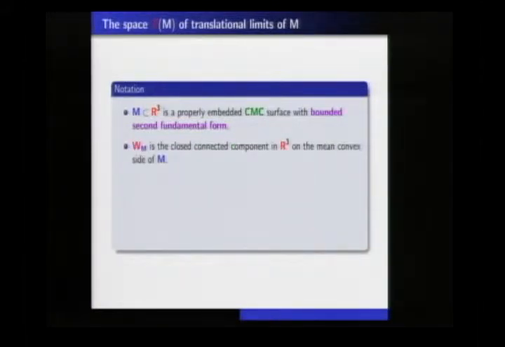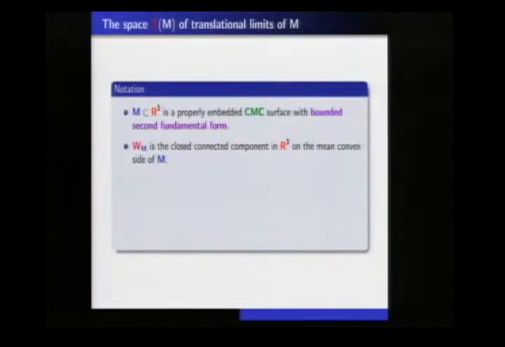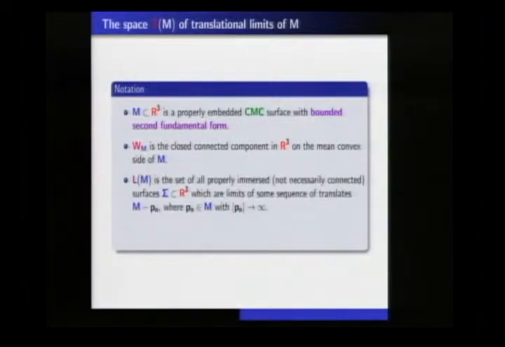Now, if you have a properly embedded surface in R3, it separates R3 into 2 regions. And since it has positive mean curvature, we're going to be looking at CMC with positive mean curvature, one of the regions in R3 is mean convex. And I'm going to always label that by W sub M. So that's the component on the mean convex side.